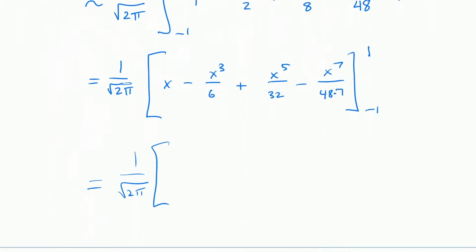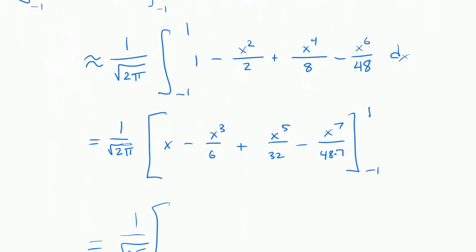Okay, give me a second here. I'm going to use a trick that works when the function you're integrating is even and the interval is symmetric about the y-axis. Yeah. It should be x to the 5th over 40. Oh, you're right. 40. Thank you. 32. What am I doing here? Yeah, 40. Thank you.